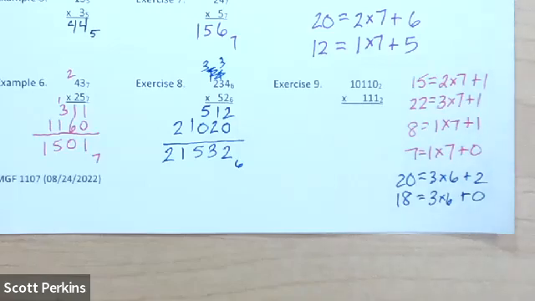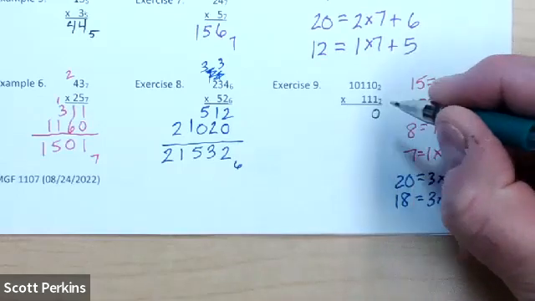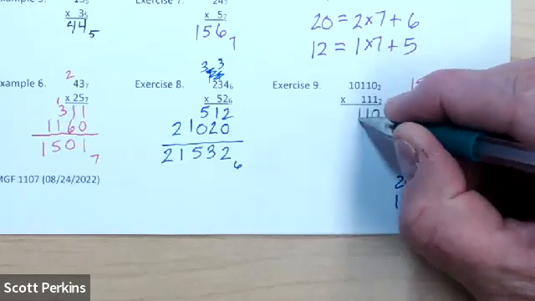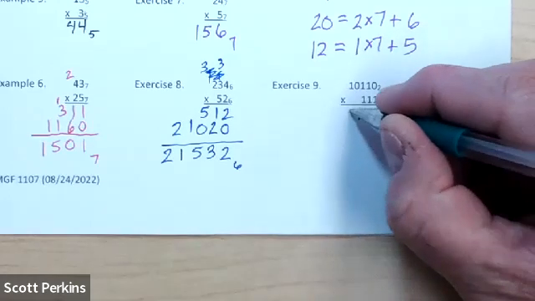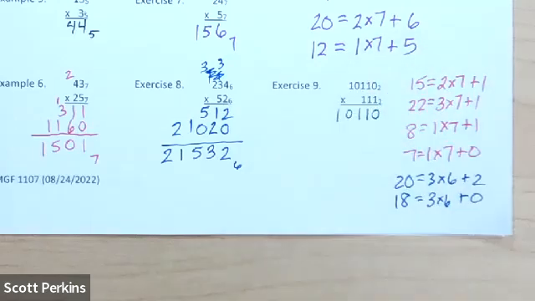All right, so the nice thing about 1 times anything is just that thing. So here we go. 1 times 0 is 0. 1 times 1 is 1. 1 times the next one is 1. 1 times 0 is 0. 1 times 1 is 1. So there we go. We get 1, 0, 1, 1, 0.